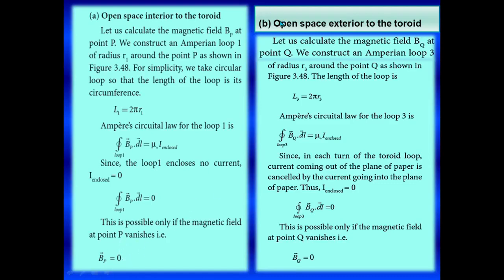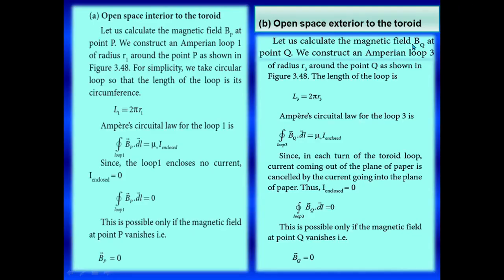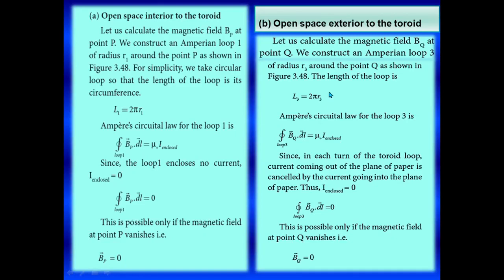Then second, one important thing, open space exterior to the toroid. Here the exterior point means Q. Let us calculate the magnetic field BQ at point Q. We construct an Amperian loop of radius R3.